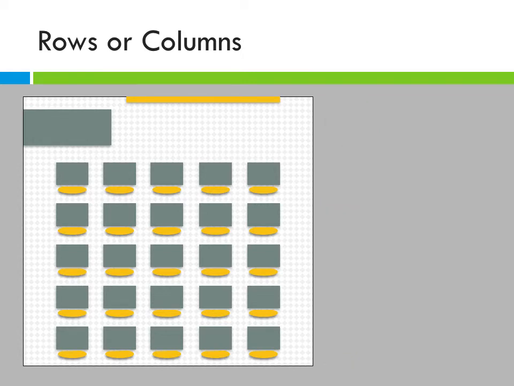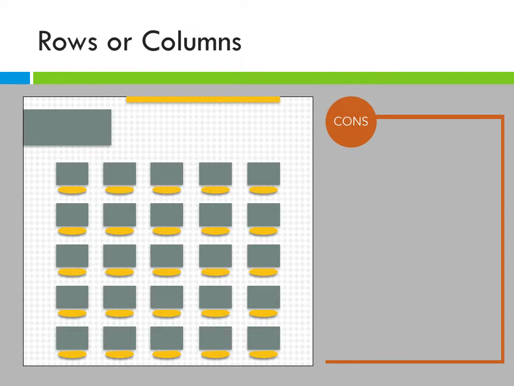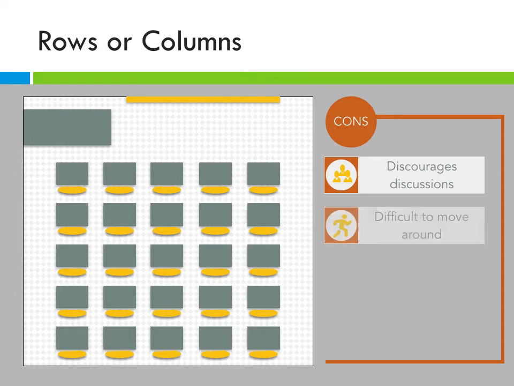Now, the disadvantages of having rows or columns is that it discourages discussions and debates, as a more individual learning style is usually adopted. The teacher is restricted to the front of the classroom, and therefore it is very difficult to walk around, to monitor, or to assist learners who are struggling at the back of the classroom. Learners tend to work by themselves in this type of arrangement, and this limits interactions amongst learners.